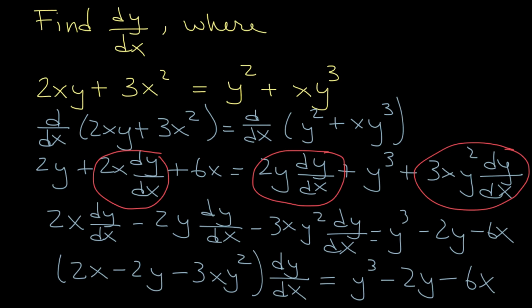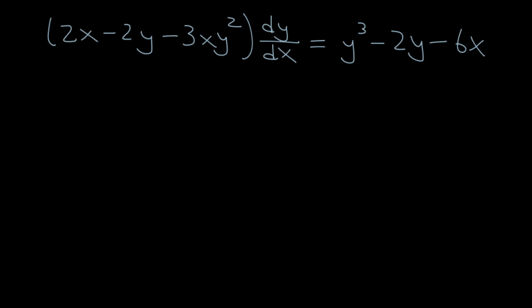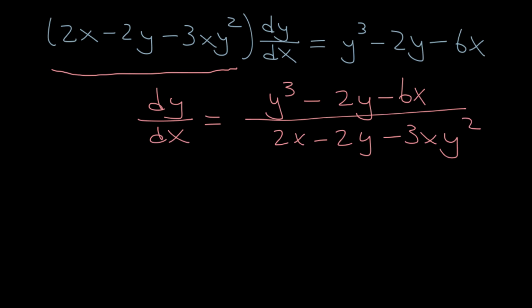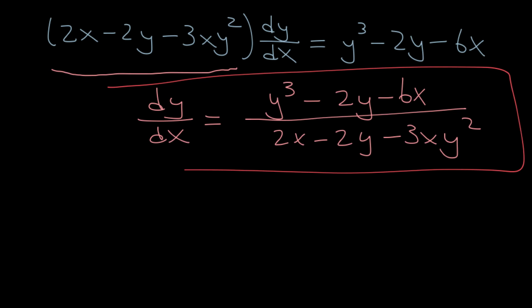Now we can factor out the dy/dx, and we get (2x minus 2y minus 3xy²) times dy/dx is equal to y³ minus 2y minus 6x. And now dividing both sides by 2x minus 2y minus 3xy², we get the answer: dy/dx is equal to (y³ minus 2y minus 6x) over (2x minus 2y minus 3xy²), and that is the answer to our problem.